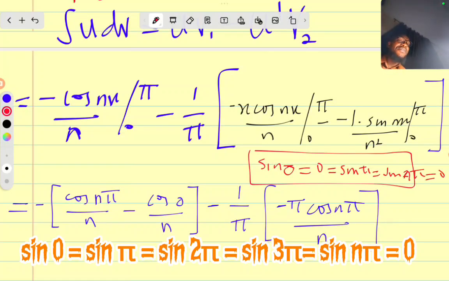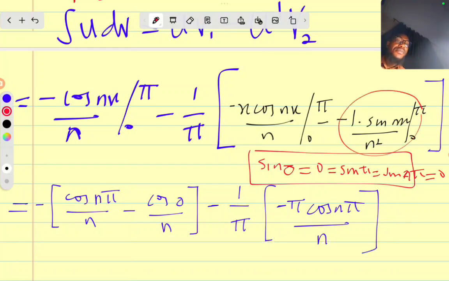So whenever we have sine of 0, sine of pi, sine of 2 pi, sine of 3 pi, sine of 4 pi, sine of n pi, we always get 0. That's why this particular part now is equivalent to 0. So let's move.